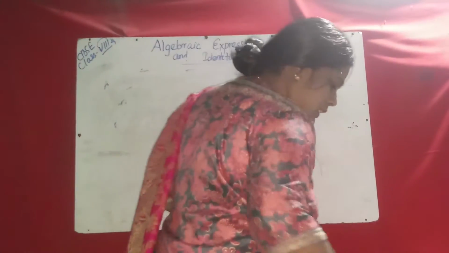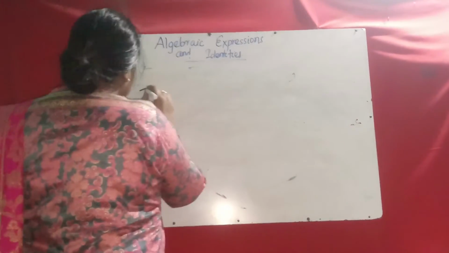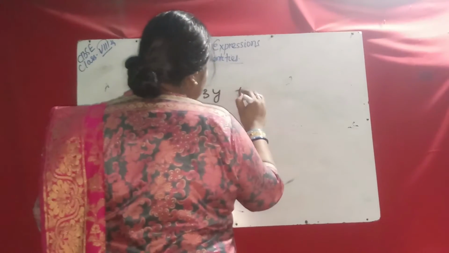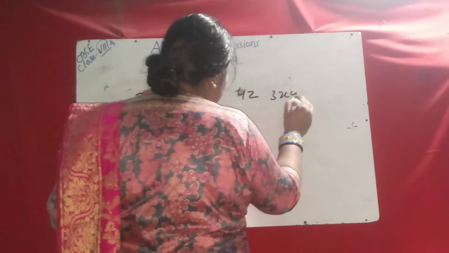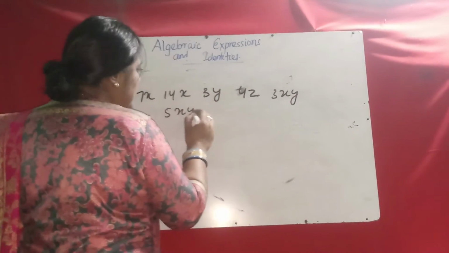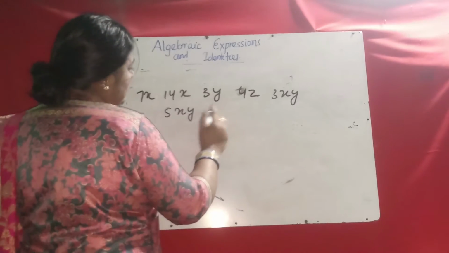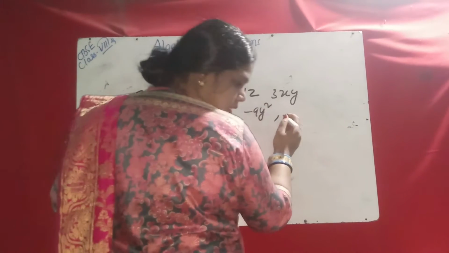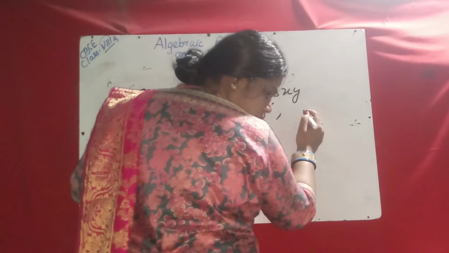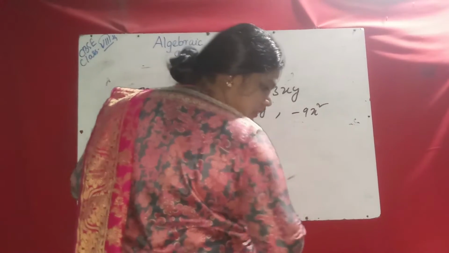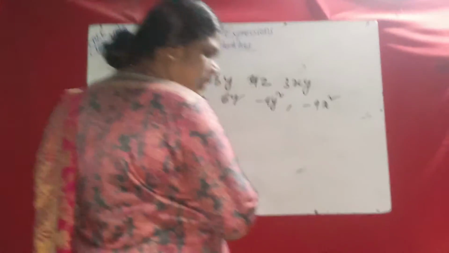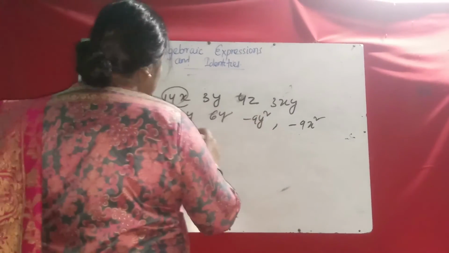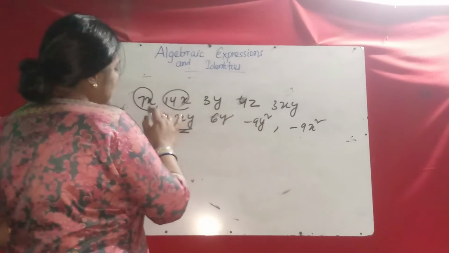Suppose some expressions are written: 7x, 14x, 3y, 4z, 3xy, then 5xy, then 6y, minus 9y square, minus 9x square. So these are given. So what are like terms? All x, there is only x, not xy. So these are like terms.